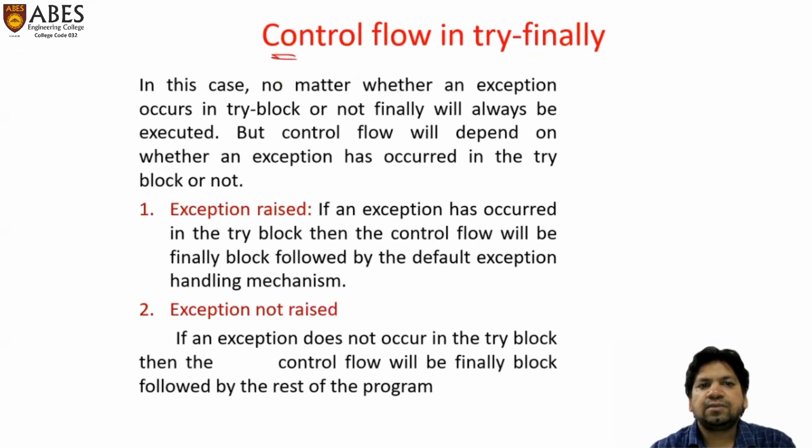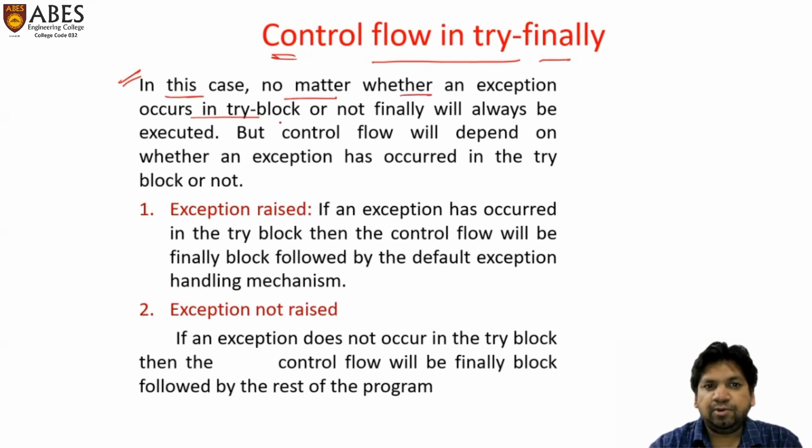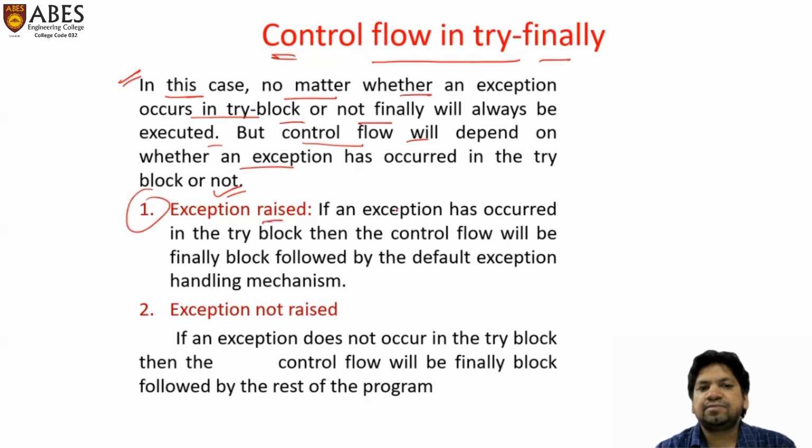Now, the topic is control flow in try finally. In this case, no matter where the exception occurs in the try block, the finally block will always execute, but the control flow will depend upon whether an exception occurs in the try block or not. First is exception occurred: if an exception occurs in the try block, then control flow goes to the finally block, followed by the default exception handling mechanism.